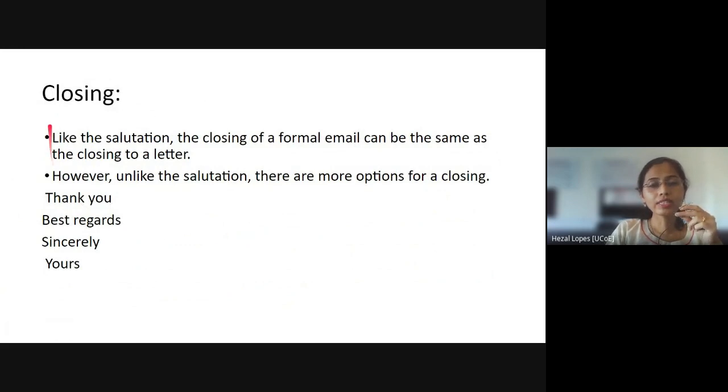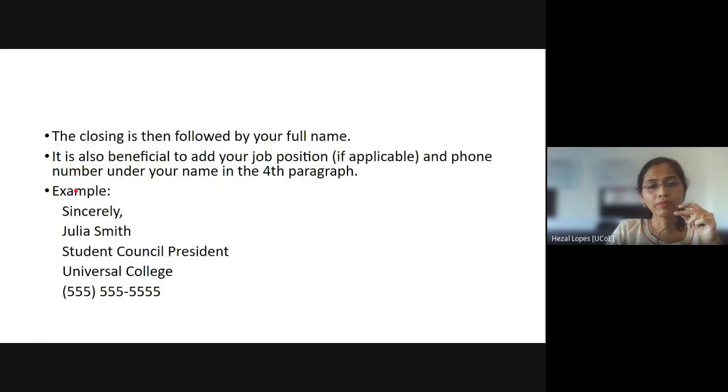So let's understand how you can close it. Like the salutation, the closing of a formal email can be the same as the closing of a letter. However, unlike the salutation, there are formal options for the closing. So while closing, what you can write: thank you, best regards, sincerely yours. You can use these words, and you can close your mail.